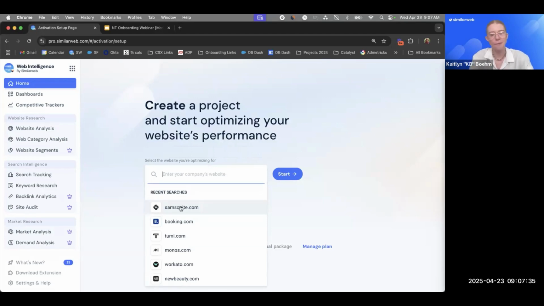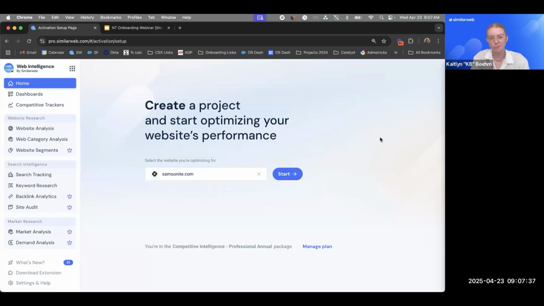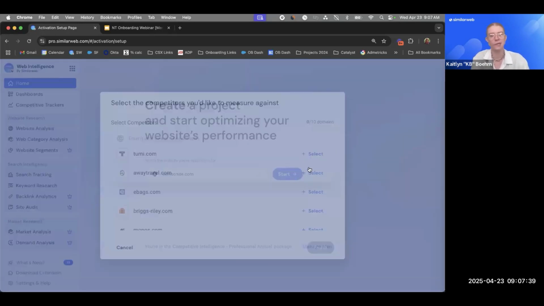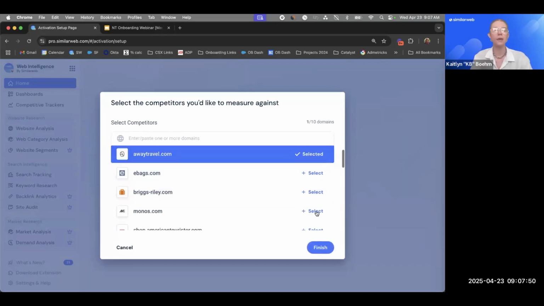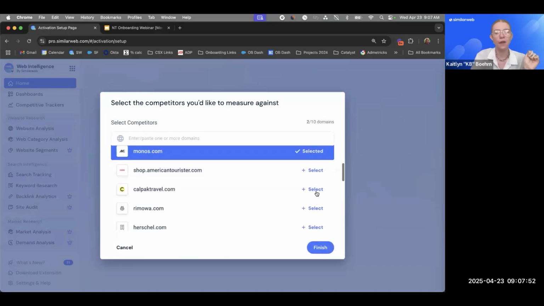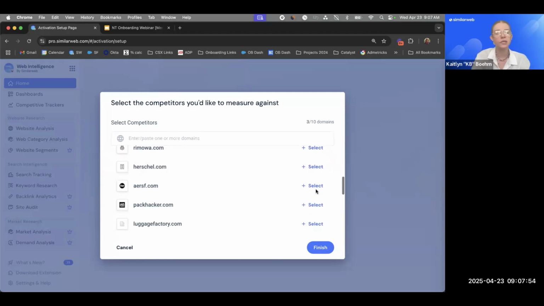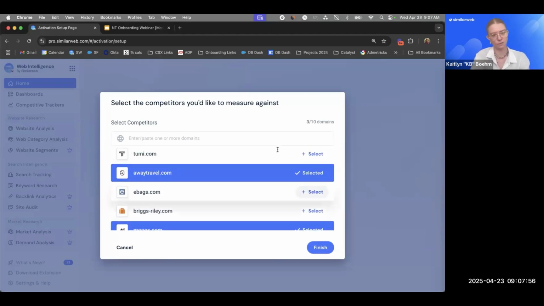So let's go ahead here. I'm going to act as Samsonite. I love the Samsonite brand, so we're going to call ourselves Samsonite today. And let's go ahead and add a couple of our competitors in here. We can add up to 10 domains at one time, which is amazing. So I'm going to do Away Travel. I'm going to do Monos because they're a lot of fun. Calpak. As you see here, there's a bunch of other players we can choose from already.